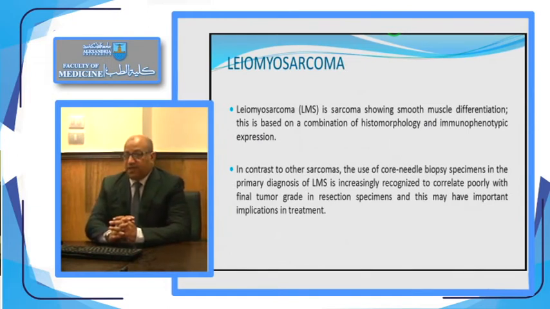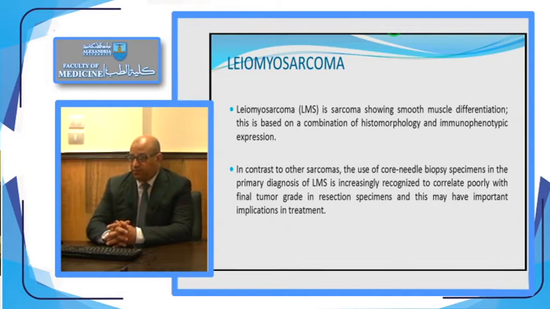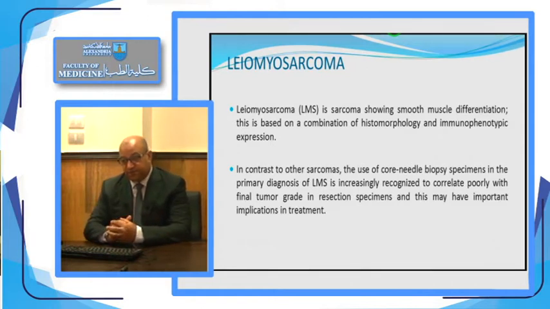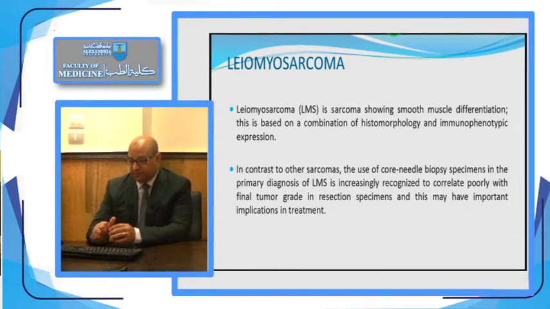The second most common type of retroperitoneal sarcoma is the leiomyosarcoma. It is a sarcoma showing smooth muscle differentiation that is based on a combination of histomorphology and immunophenotypic expression. In contrast to other sarcomas, the use of core needle biopsy specimens in primary diagnosis of leiomyosarcoma is increasingly recognized to correlate poorly with the final tumor grade in resection specimens, and this may have important implications in treatment. So if we diagnose a patient with leiomyosarcoma by radiological investigation, we go directly for excision without biopsy.